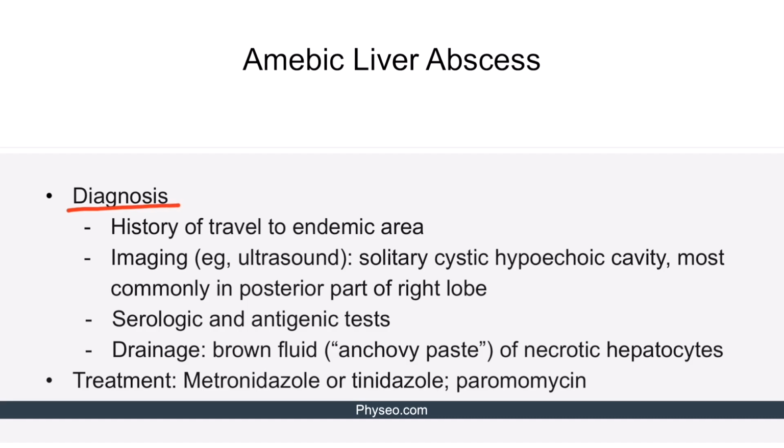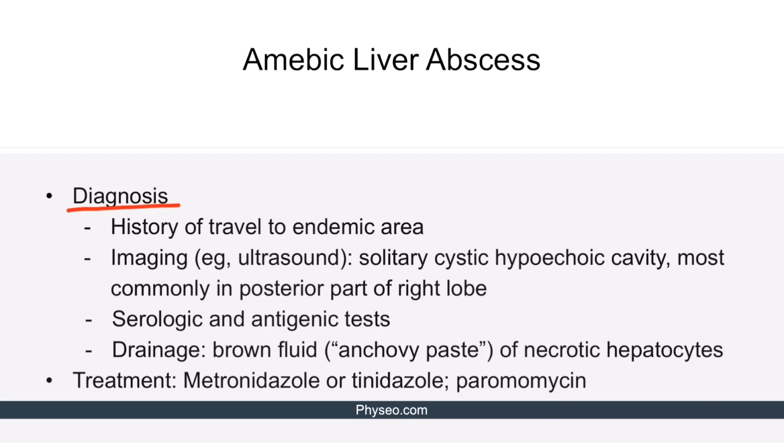We suspect the diagnosis of amoebic liver abscess when there is a history of travel to endemic areas such as India or Africa. Imaging, serologic, and antigenic tests help confirm the diagnosis. Ultrasound usually shows a solitary cystic hypoechoic cavity, most commonly in the posterior part of the right lobe. Drainage is not always required, but it can be diagnostic and therapeutic in some cases. It may be performed if the cyst is large or there is unresponsiveness to empiric therapy.